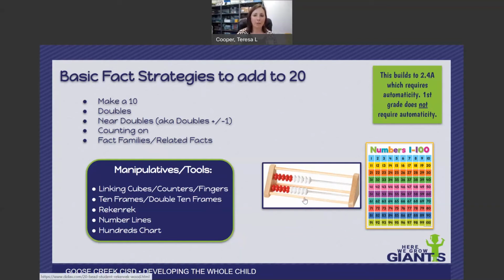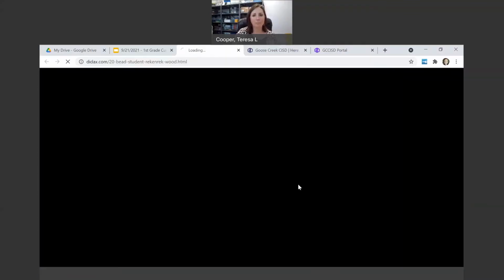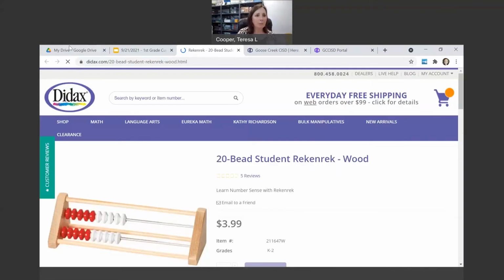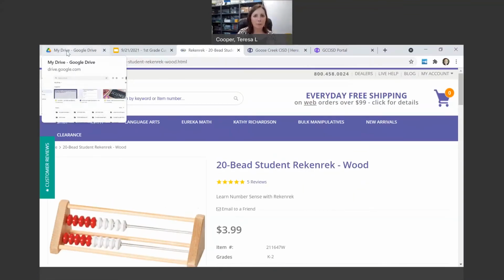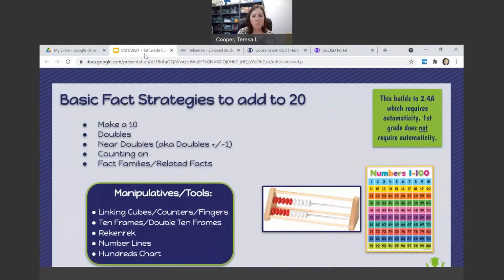This picture is a link to a rec and rec, if you needed one, so that you could just see what that actually looks like. Now let me get back to where I was.